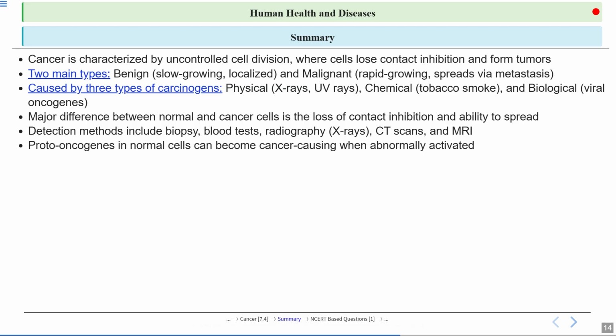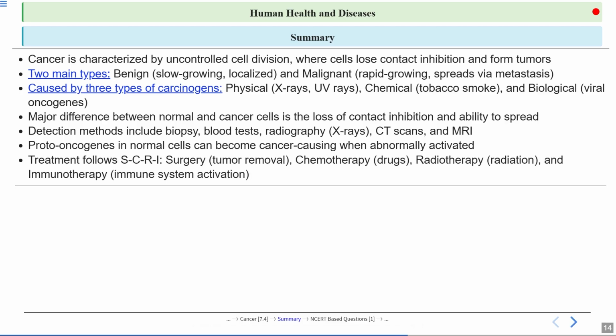Now, proto-oncogenes are like the body's growth switches. Basically, proto-oncogenes regulate normal cell growth and division. These proto-oncogenes can get activated, altered, or mutated, and then they become oncogenic, meaning they can cause cancer. So if these proto-oncogenes are abnormally activated, they can turn into oncogenes and cause uncontrollable growth leading to cancer.